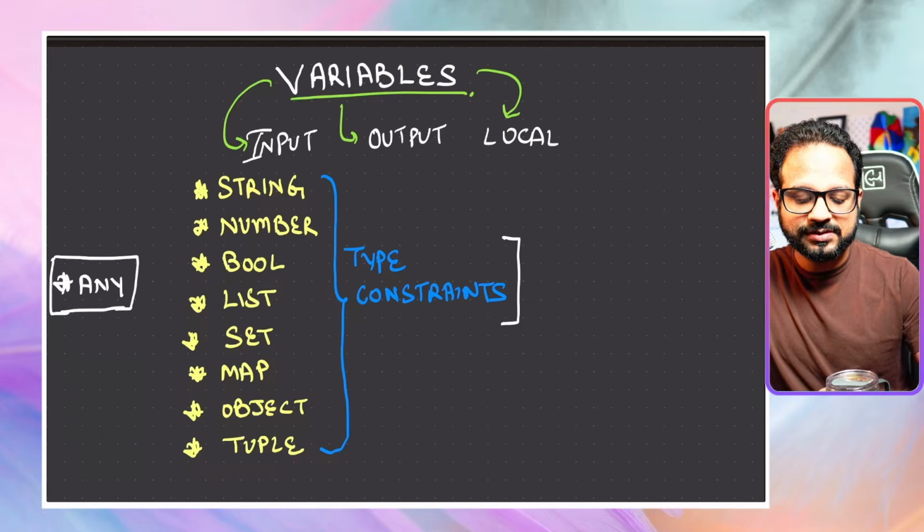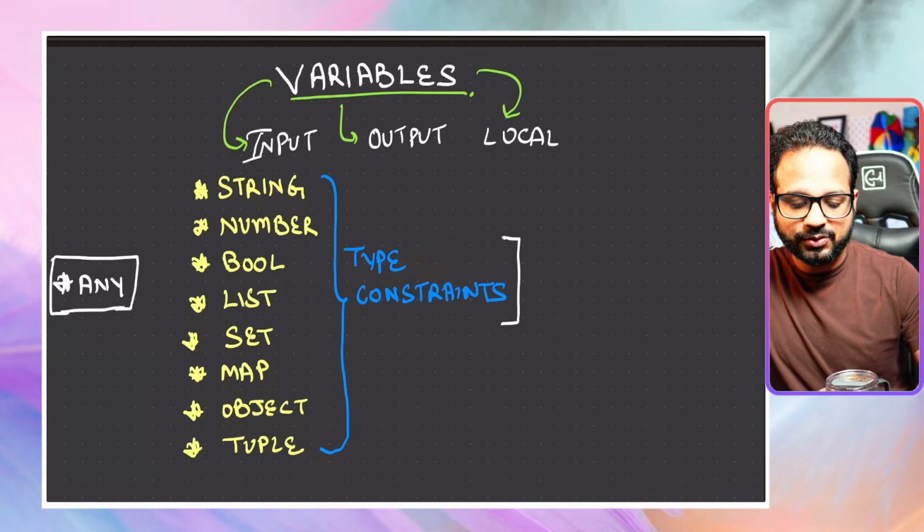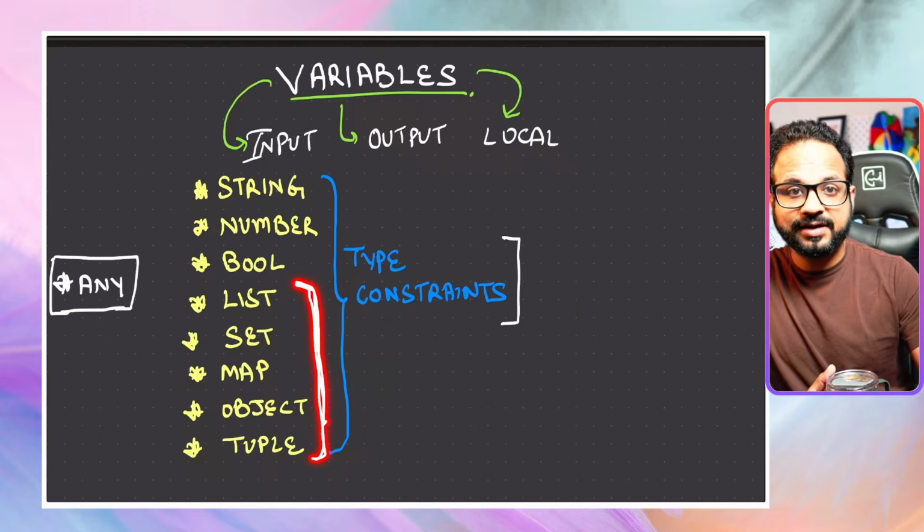These variables have a type constraint. Type constraint means the type of value that it can store. There are primitive type constraints such as string, number, and boolean. These three are primitives, which means they store only a single value. Then there are non-primitive types, which store complex values such as list, set, map, object, and tuple. We'll look at all of that in a later topic, where I will show an example of each one. But for now, we'll just focus on variables.